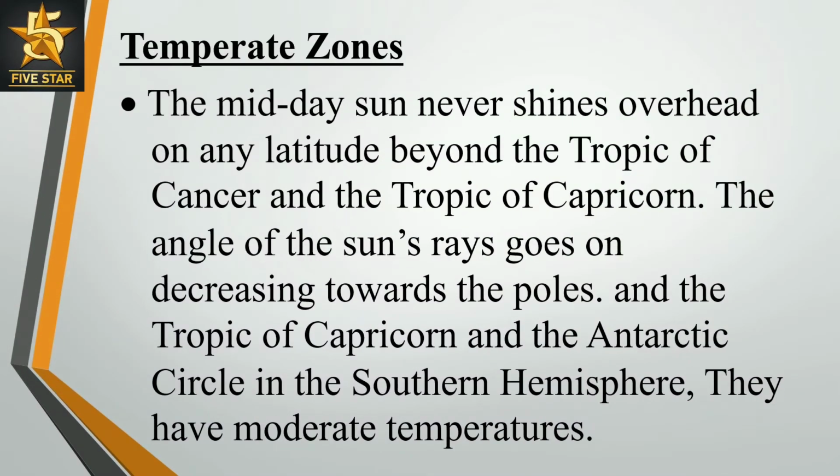Temperate zone. The midday sun never shines overhead on any latitude beyond the Tropic of Cancer and the Tropic of Capricorn. The angle of the sun's rays goes on decreasing towards the poles. Between the Tropic of Capricorn and the Antarctic Circle in the southern hemisphere, they have moderate temperatures.